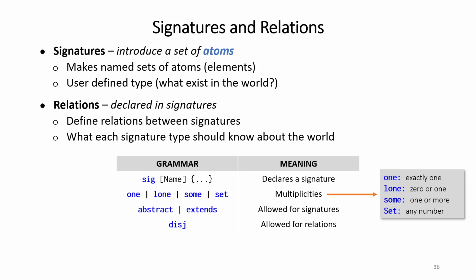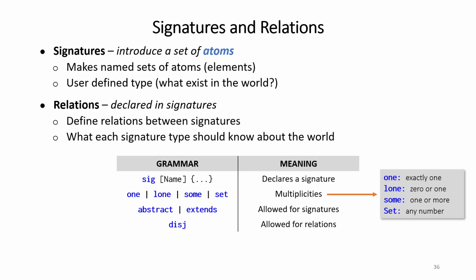For example, for signatures, we have some name, and we can put multiplicities in front of the signatures. There are the multiplicities one, lone, some, and set. One means exactly one. We already used that one, right? We used it for the list. We said there must be exactly one atom in this signature list. Then there's also lone, where we can have optional ones. And there is some, which means at least one. And there is set, which means it's unrestricted, could be any number.